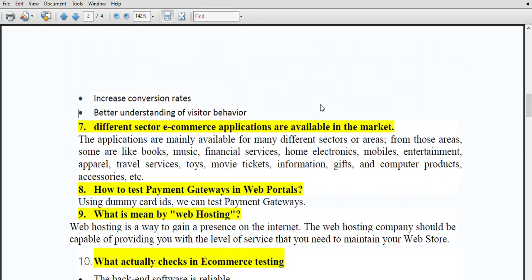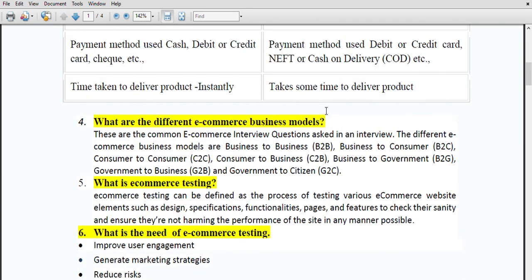Then the next question is, what are the different business models related to e-commerce? So B2B, B2C, C2C, C2B, then business to government, government to business, government to citizens are some business models of e-commerce. So the first is B2B, that is business to business. In B2B, the companies transact with each other. This includes the company selling the product to wholesalers or distributors.